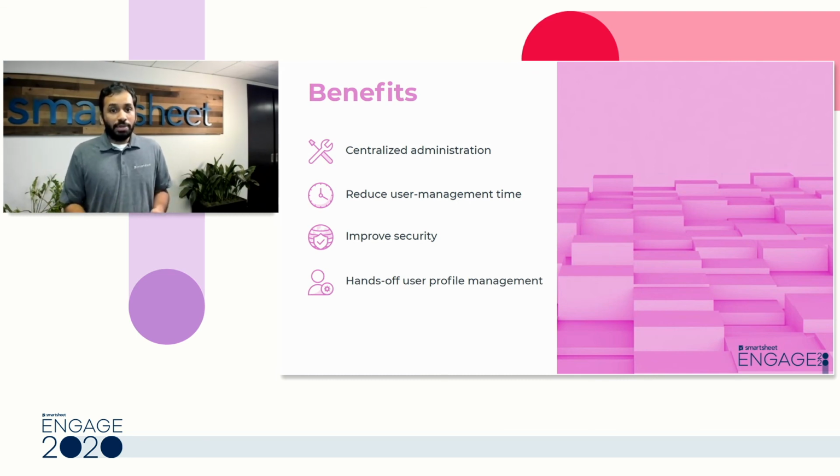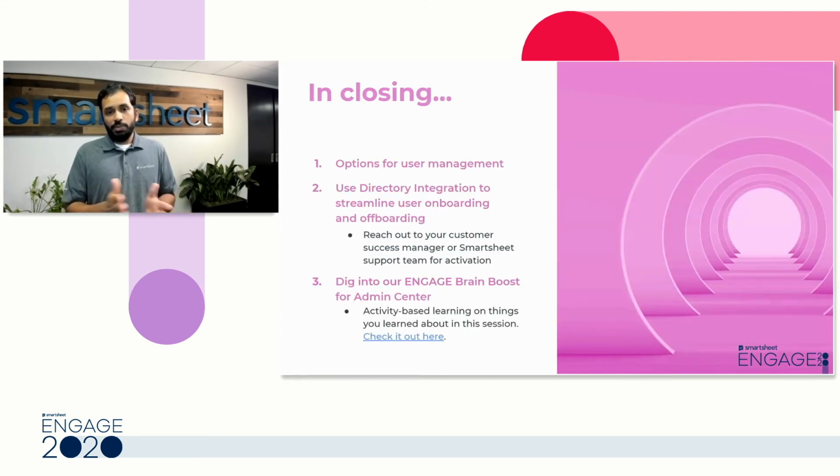So, four big benefits. In closing, in this session we talked about several user management options, and we talked about why user auto provisioning is a recommended choice for customers who have large-scale adoption of Smartsheet within their organization. We also talked about directory integration as a superior option for customers with org-wide adoption of Smartsheet, where you are talking about tens of thousands of users using Smartsheet, and talked about the different benefits of using that option.